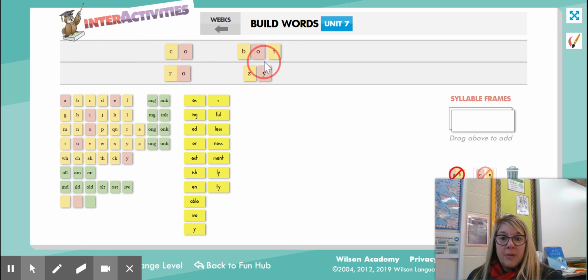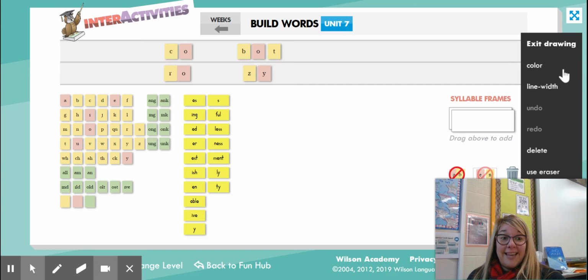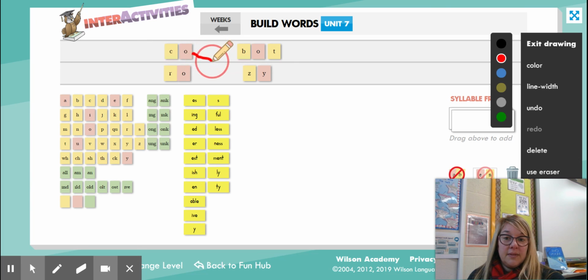Is it cobot? Or if I have a zy, would I say cozy? Which is a real word, cobot or cozy? If you said cozy, you are right. I would draw the line from my first syllable to my second syllable to build the word cozy. So that must mean that R-O goes with bot.